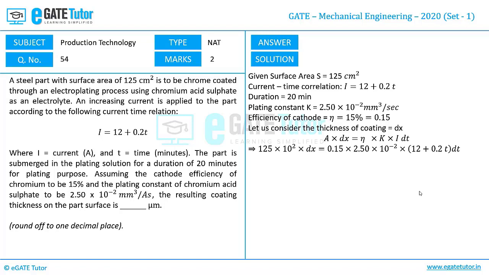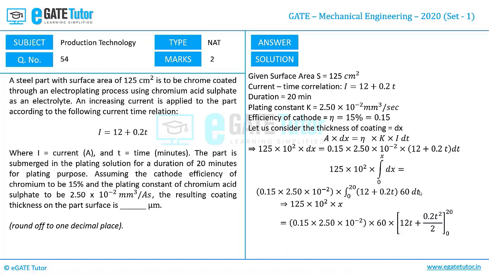Now integrating on both sides will give us this relation. dx has an integral with limits from 0 to x, where x is the final thickness of the resultant coating on the part surface, and the limits of time are 0 to 20 because the duration of the electroplating process is 20 minutes. Upon simplifying, that will give us the desired thickness to be 5.04 micrometers.